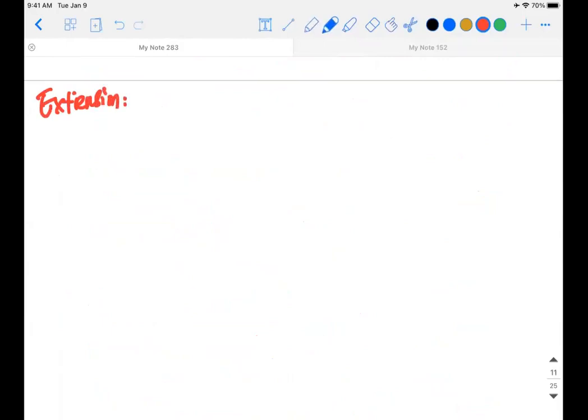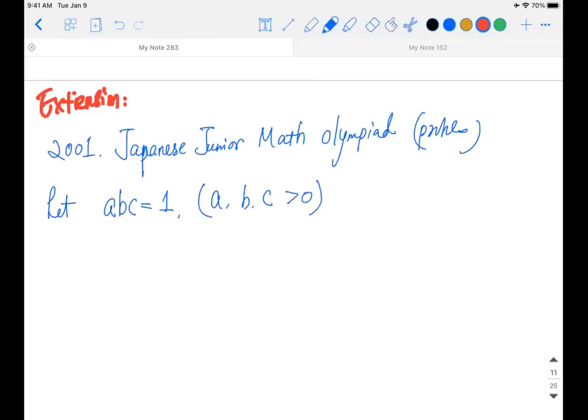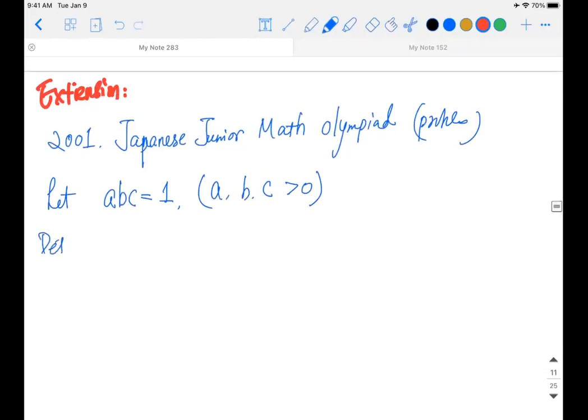The problem we're looking at is a 2001 Japanese Junior Math Olympiad problem. Let a, b, c be three positive numbers whose product equals 1. Determine the value of the following expression.